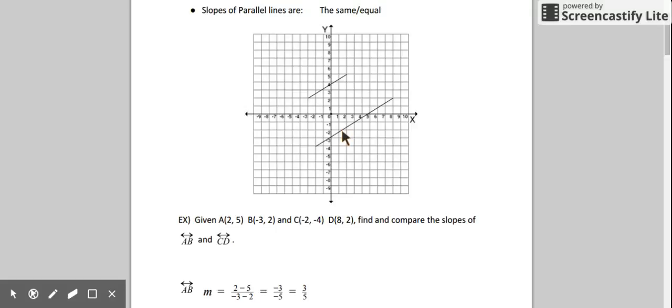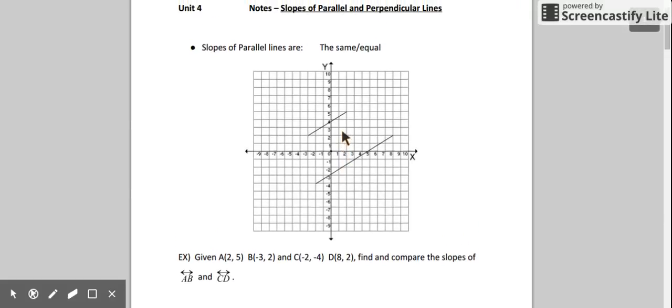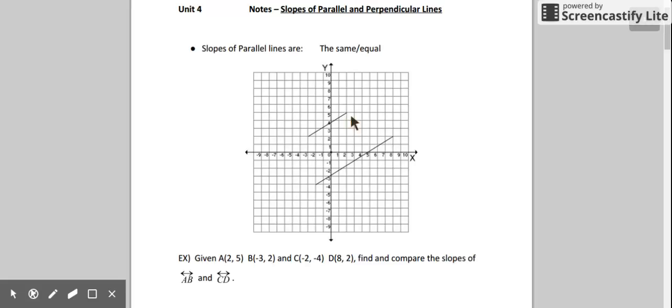And because their slopes are equal, or the same, they're actually never going to touch. If this line is rising and running in the exact same way that this line is rising and running, they will always be going the same direction and they will never cross. So parallel lines will always have the same or equal slopes, or if I think about that backwards, lines that have the same or equal slopes must be parallel.